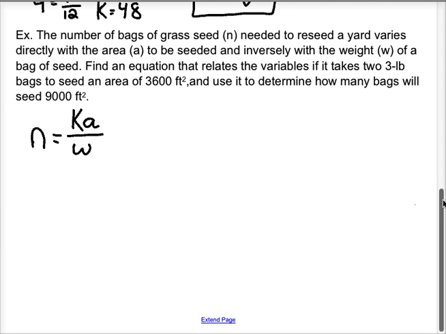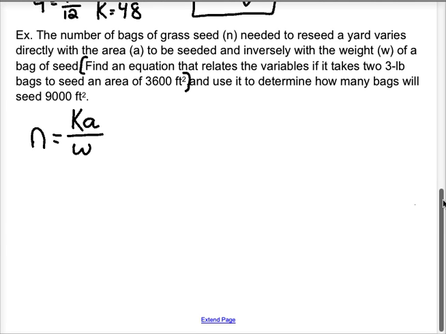All right, so there's my basic setup, okay? So again, the direct piece goes on top with the constant variation. Any inverse piece will go on the bottom. Now I'm going to focus on this piece, okay?